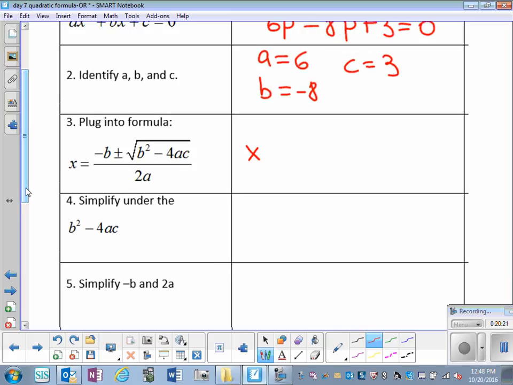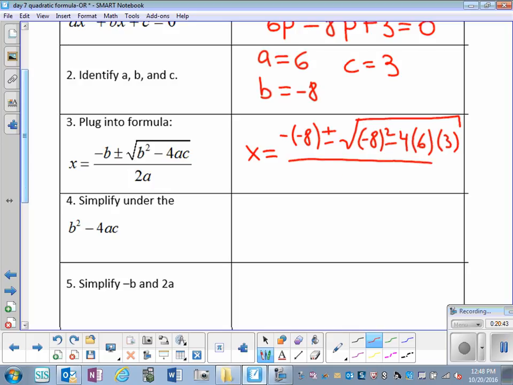So x equals negative b, so negative of negative 8, plus minus square root of b squared minus 4ac, where a is 6. And the whole thing is divided by 2a. So 2 times 6.